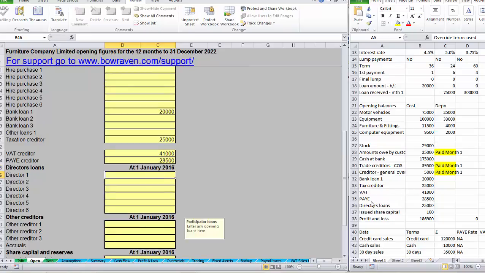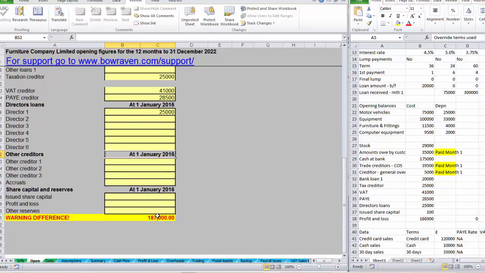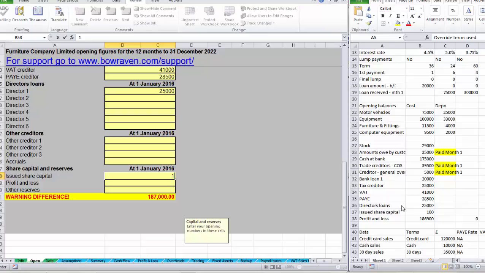There's a director's loan of £25,000. And then I've got share capital, 100. And notice down the bottom here, I've got a difference warning, and it'll be on all the reports unless you put this figure in here. So I'm going to put in my balancing figure, which is my profit and loss account. Whoops, too many zeros.